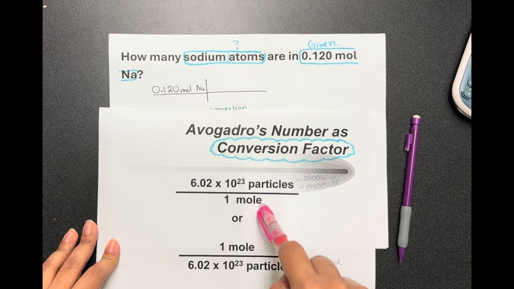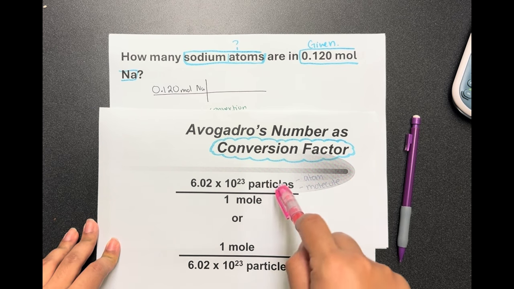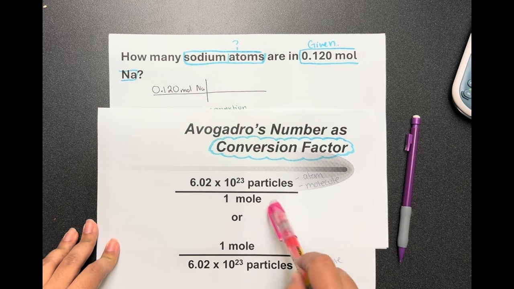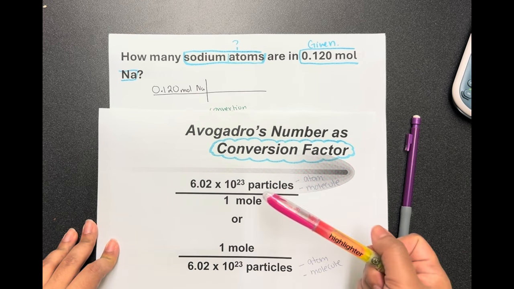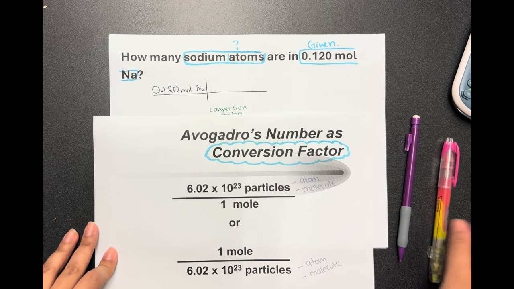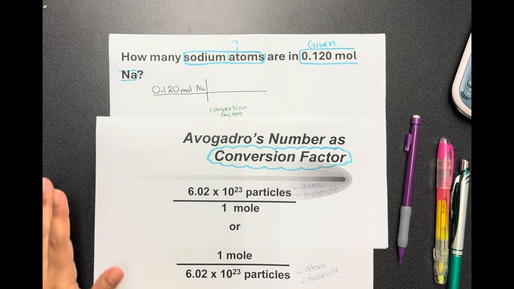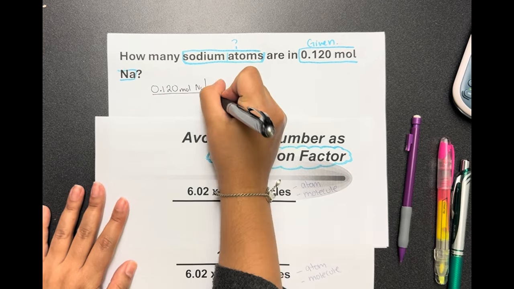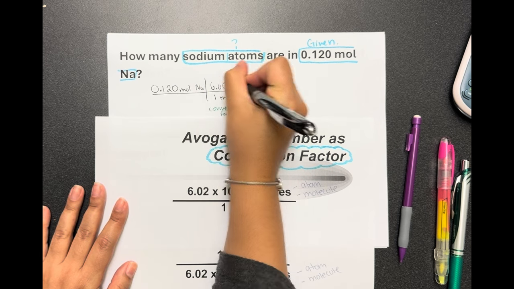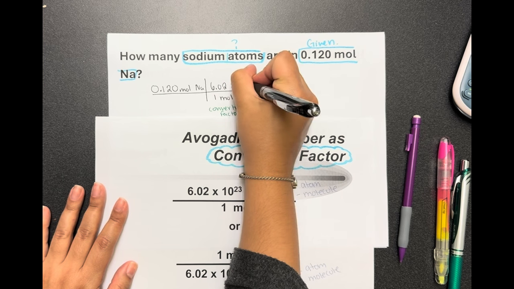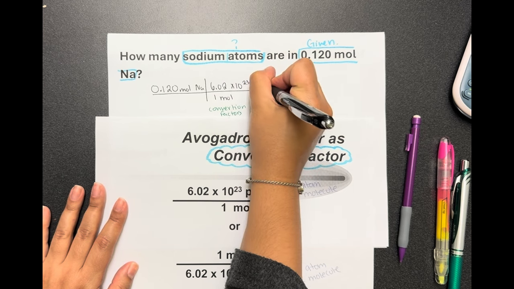Okay, again, a conversion factor is where the bottom and the top are equal to each other. 1 mole equals 6.02 times 10 to the 23 particles. I'm going to choose to use this one because I want moles in the bottom. So in the bottom, I'm going to write 1 mole, and in the top, I'm going to write 6.02 times 10 to the 23 atoms.